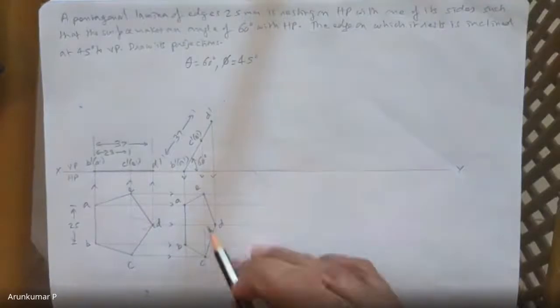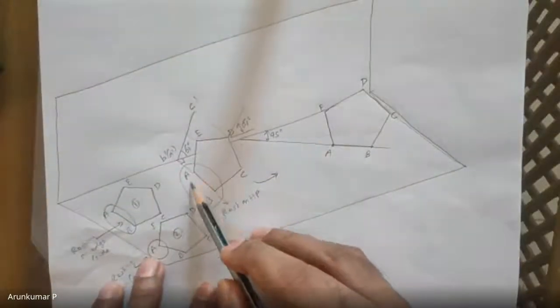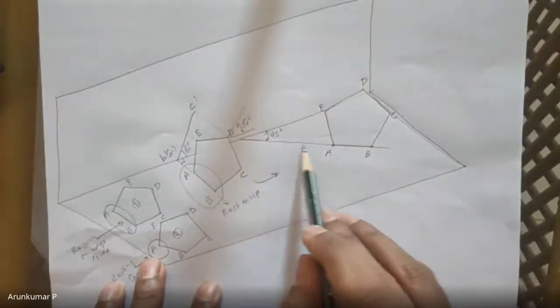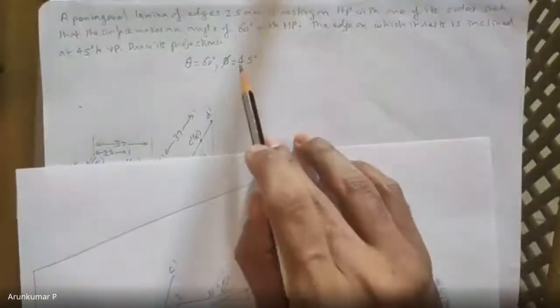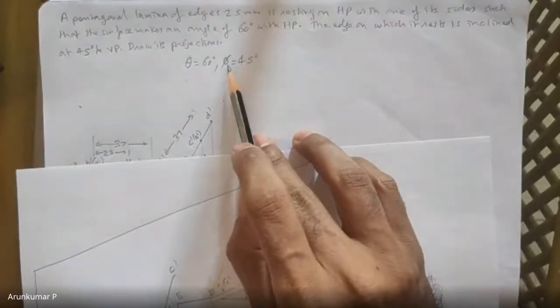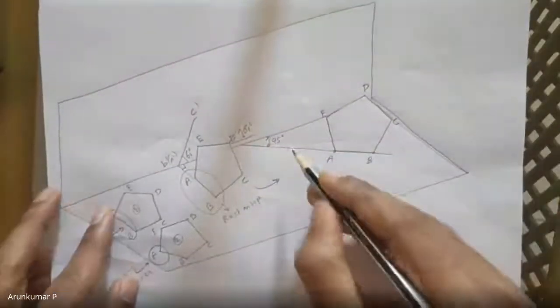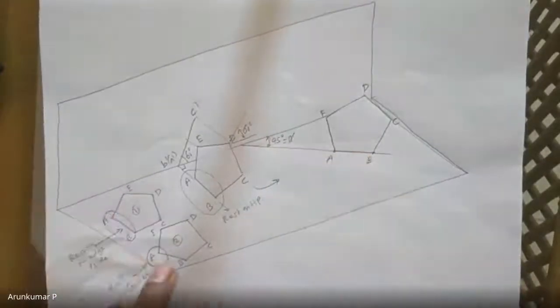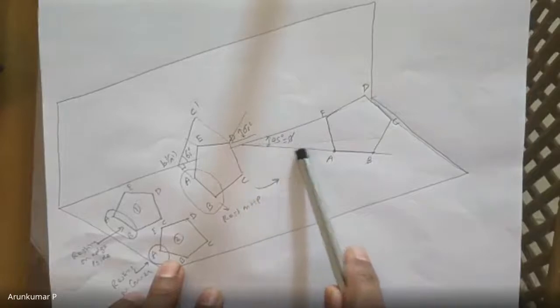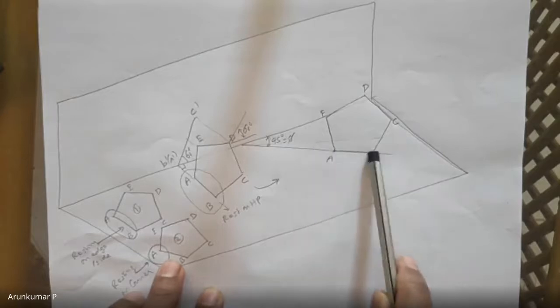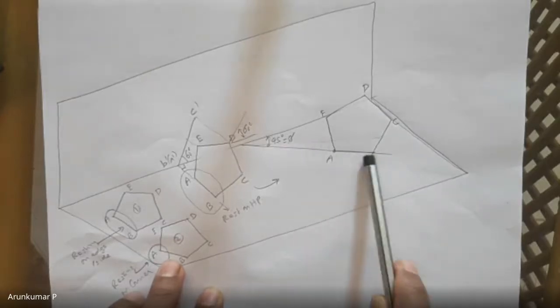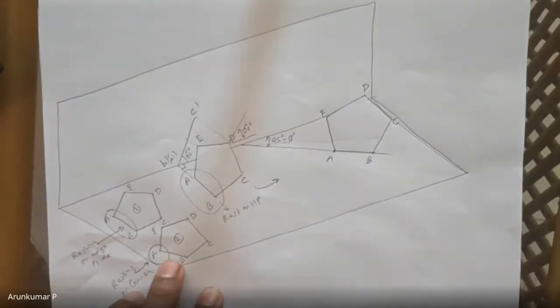Third step, this AB, the edge on which it is resting on HP, AB is inclined at 45 degrees to VP. Now, as you have seen, 45 degrees is the true inclination phi. So now tell me, if this is the 45 degrees line and phi is the true inclination, what should come on this 45 degree line? This AB, should it be in its true length or apparent length? True length. Yes, it should be in its true length.